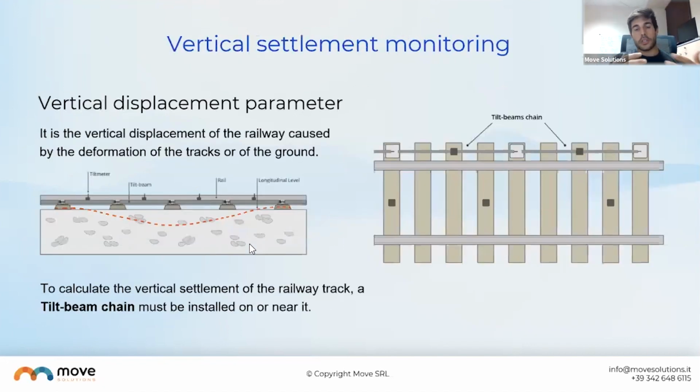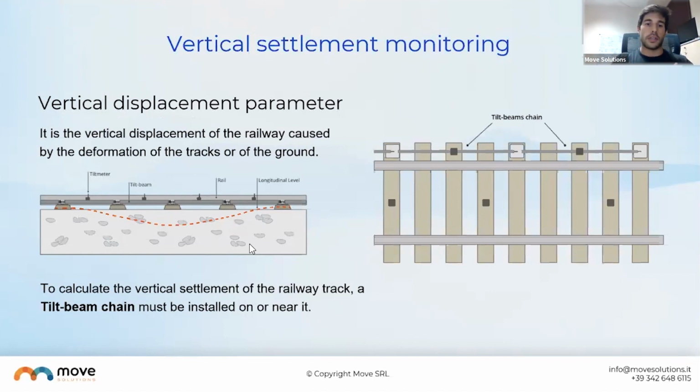So now we were talking about cant and twist, so the deformation of the tracks. Now there is another parameter that is actually important, and it's what we call the vertical displacement or vertical settlement. So it's basically the tracks. Since the load that is passing over the tracks on a daily basis is extremely heavy, with time it might definitely happen that the tracks may be sinking, for many reasons.